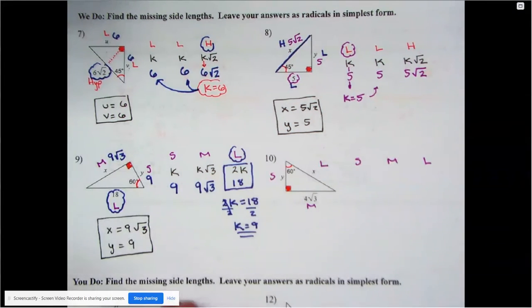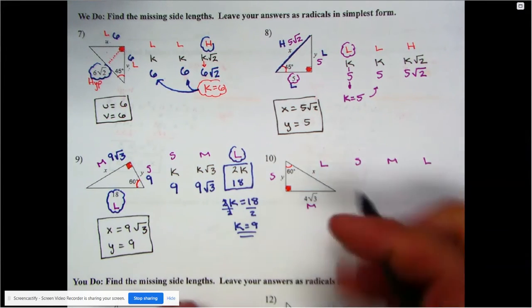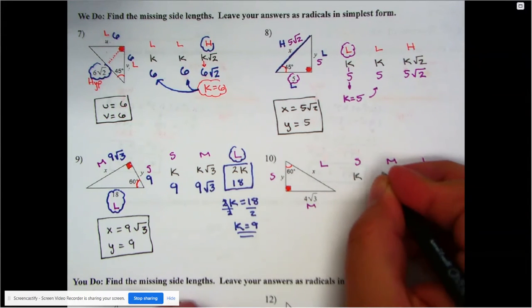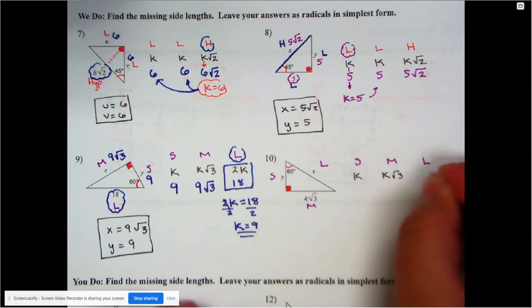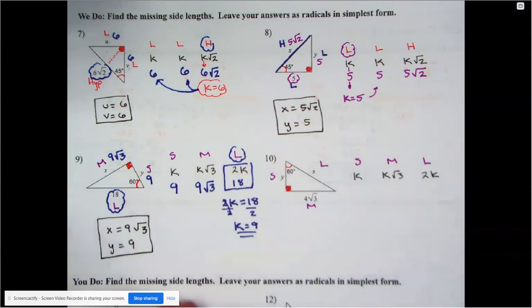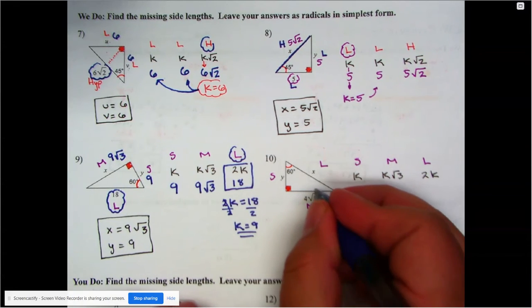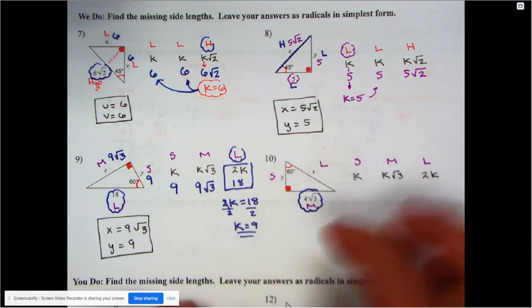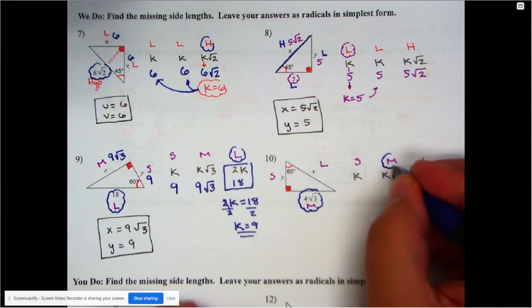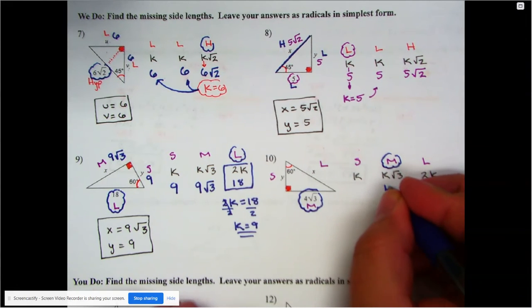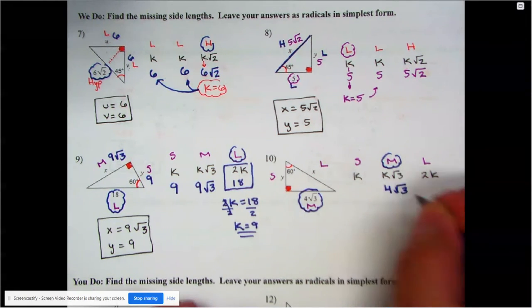And here comes my formula, the never-changing rule. K, K radical 3, and 2K. And the only side they gave me, the only one with an actual number, is this one with the medium. All right, here's the medium. Then I'm going to write it right here, 4 radical 3.